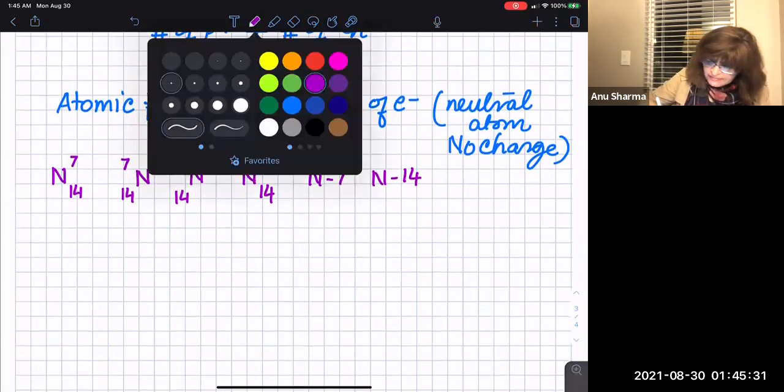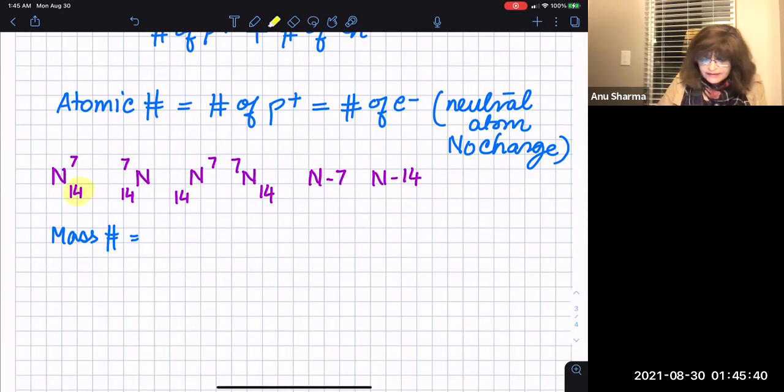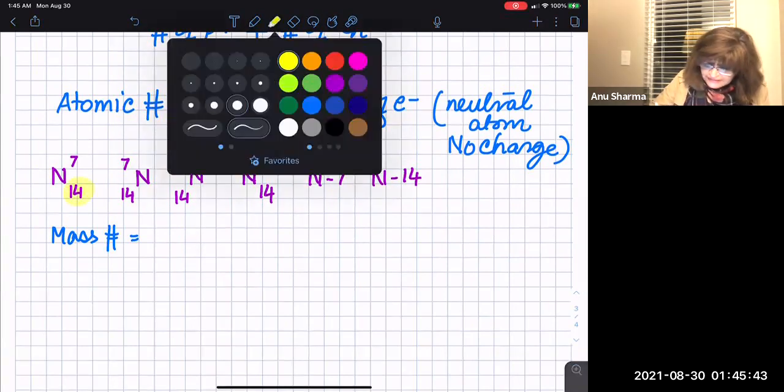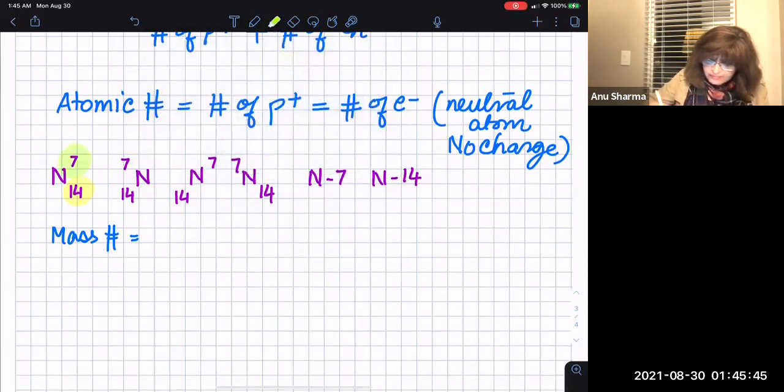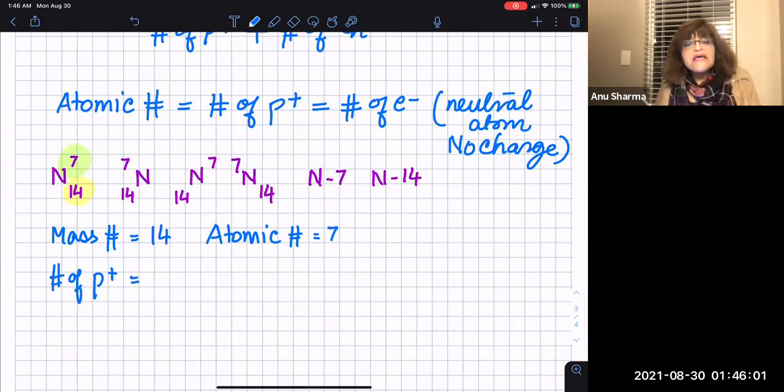So the questions that can be asked: what is the mass number of nitrogen? The mass number of nitrogen is the bigger number. Okay, that bigger number is 14 and the smaller number is 7. So the mass number is 14. Atomic number is 7. So the next question is, how many protons? The number of protons is equal to the atomic number. So that is equal to 7.